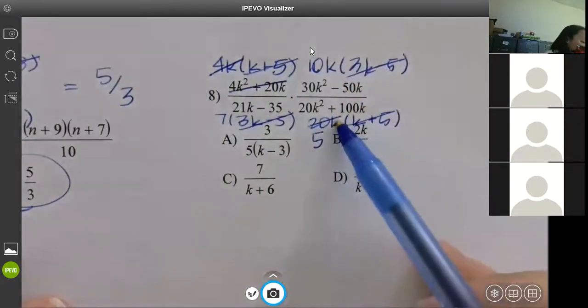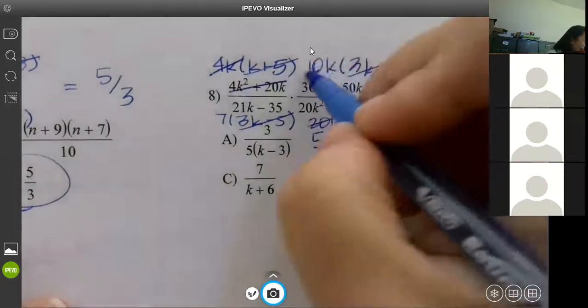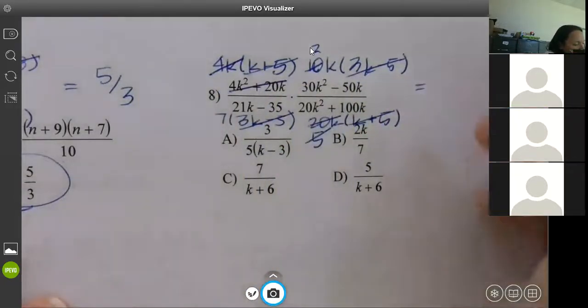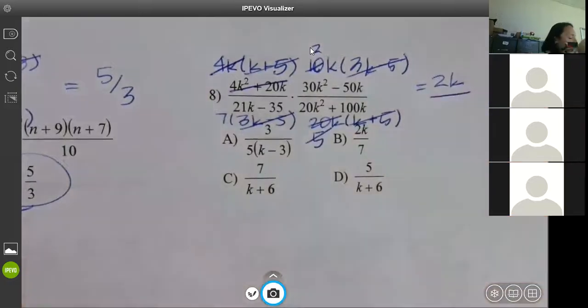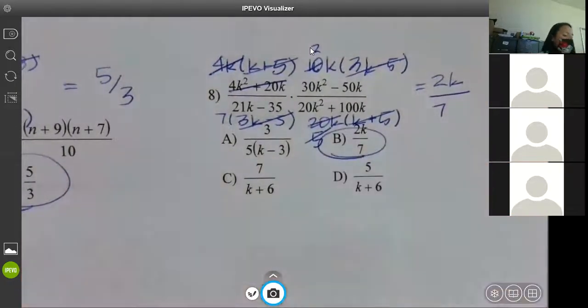This k is already gone, right? So I can't mess with this k, but I can do the 10 and the 5, which is 2. What's left on the top? Just k? 2k. Good. Don't forget, look around for all of it. And on the bottom, what did I leave? A 7. So your answer is B.